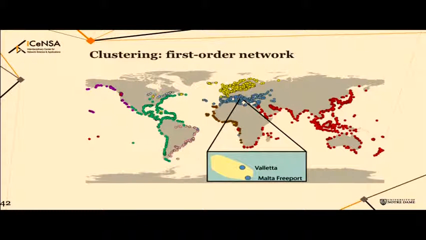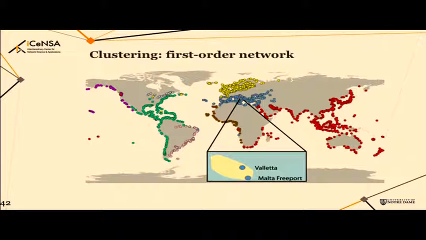Now, as a case study, I'd like you to focus on Valletta and Malta Freeport in Europe. Valletta is a very small inland port. It gets maybe one or two ports that connect to it. And Malta Freeport is a big port where a lot of ships come and converge from different areas of the world. They come to the Malta Freeport.